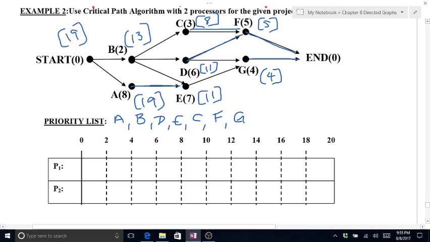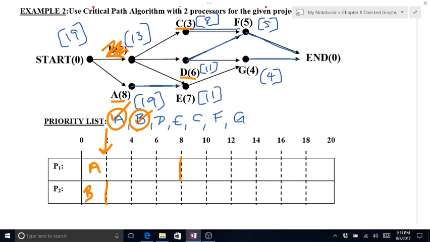Okay, so off the bat, A and B are the ones that should be started. They're the only ones eligible from the start. According to my priority list, A should be done first, so we will schedule that first with processor 1. And then B, we will schedule that with processor 2. B only takes 2 minutes to complete, so at the end of 2 minutes, processor 2 needs something to work on.